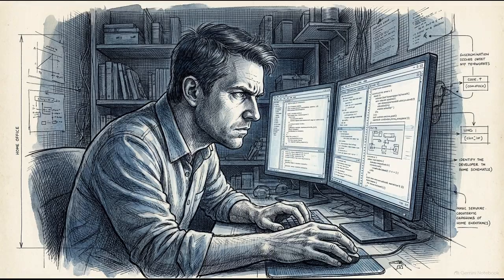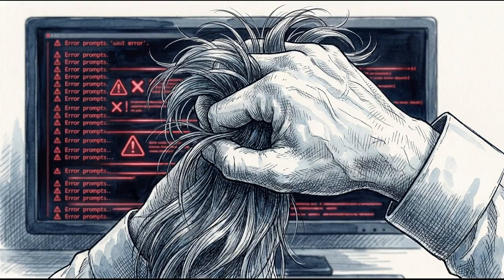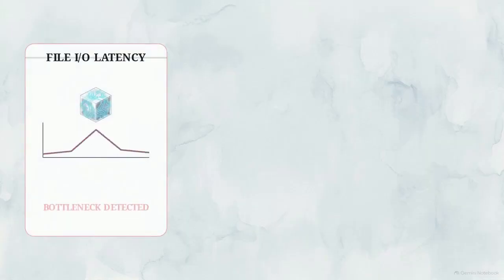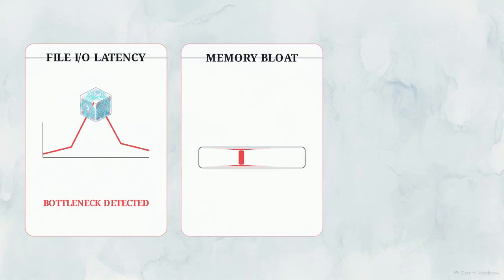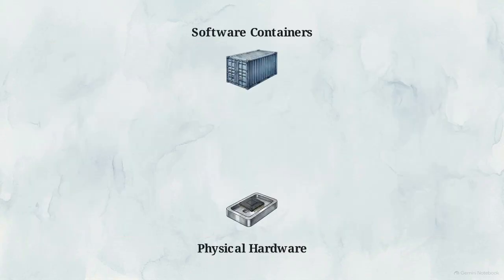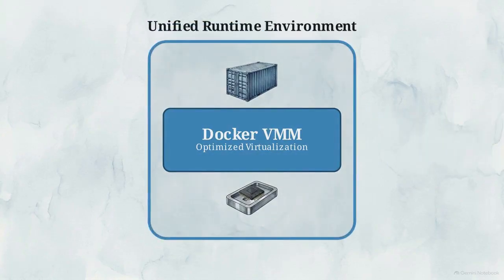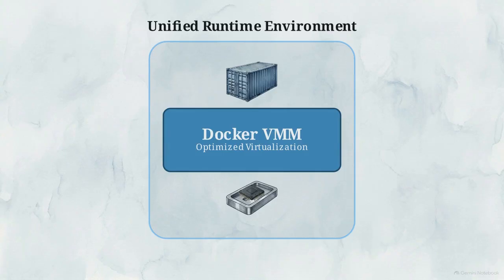For thousands of developers working on Windows and macOS, this change targets the persistent, often invisible performance bottlenecks found in local development environments. These friction points typically appear as sluggish file I/O operations, heavy system memory footprints, and slow container startup times. To address this, Docker is now vertically integrating the entire runtime environment, controlling the infrastructure beneath the containers.